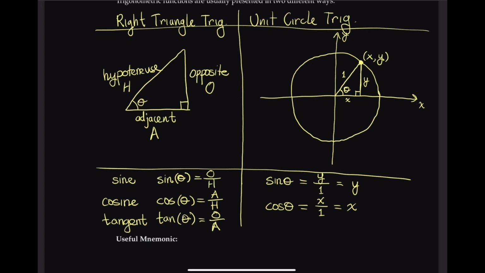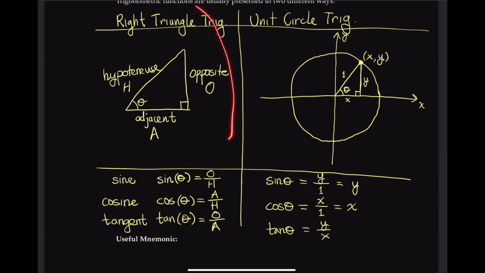So cosine of theta equals x. And the tangent of theta is the opposite over the adjacent, which will now give us y over x. Okay, so these are the two frameworks that we're going to be using throughout the semester for defining trig functions.